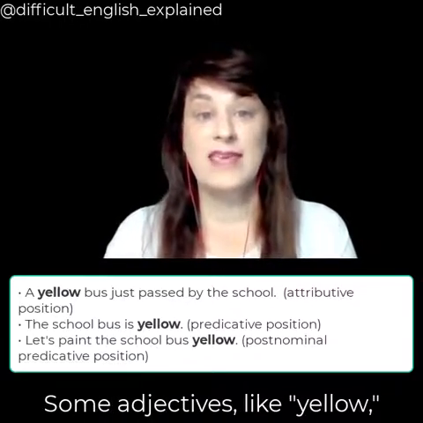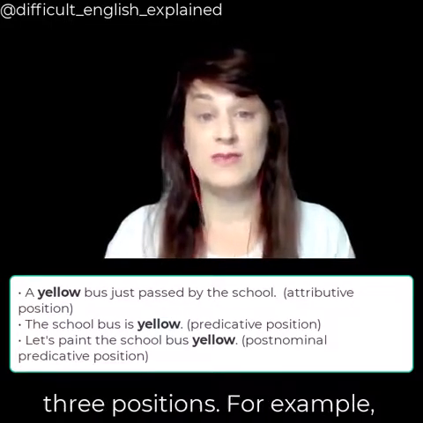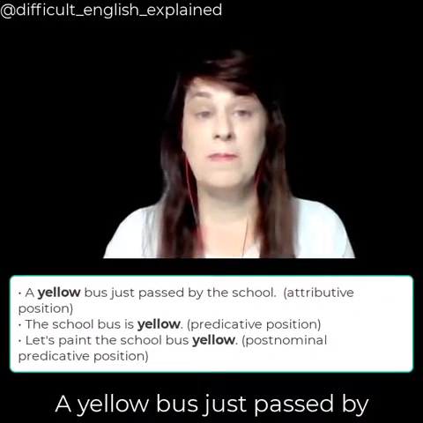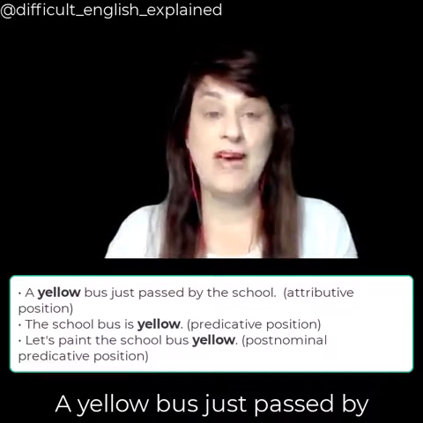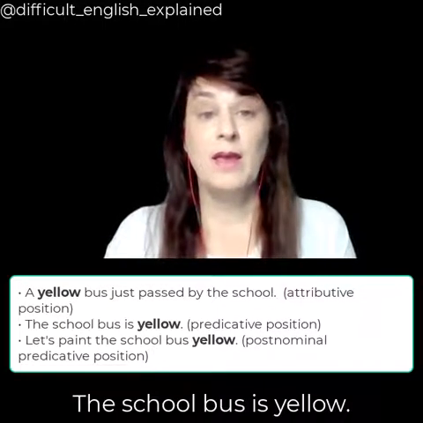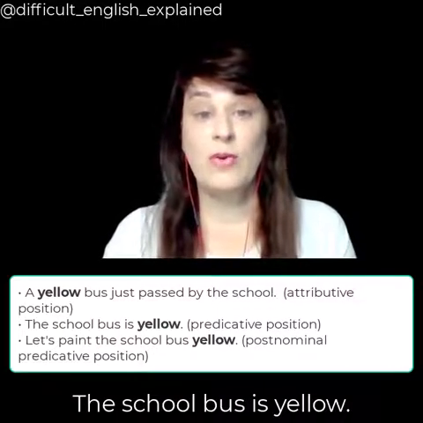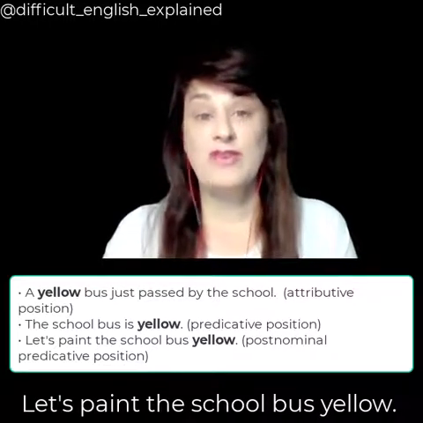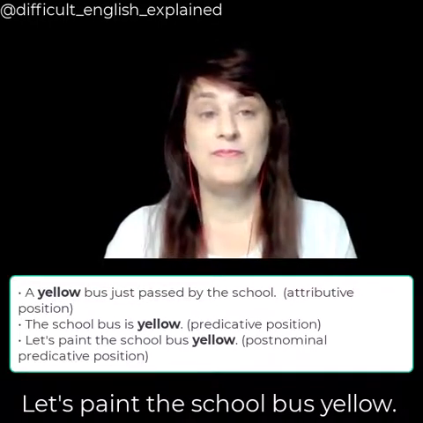Some adjectives like yellow can appear in any of these three positions. For example, a yellow bus just passed by the school. The school bus is yellow. Let's paint the school bus yellow.